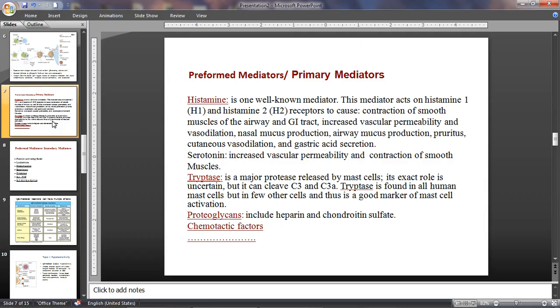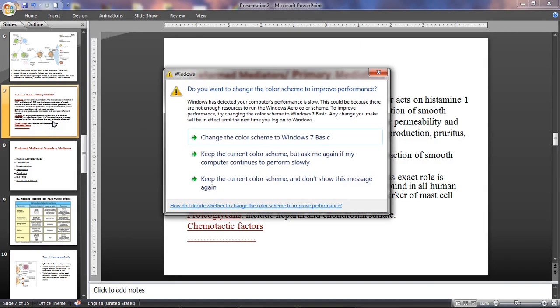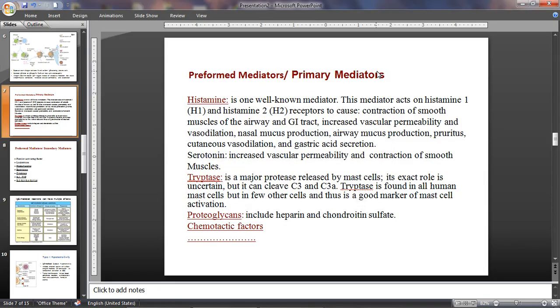And there is another mediator called tryptase. Now this tryptase cleaves the C3 and C3a components of the complement system. There are proteoglycans, which include heparin and chondroitin sulfate. Chemotactic factors cause the chemotaxis of the WBC.